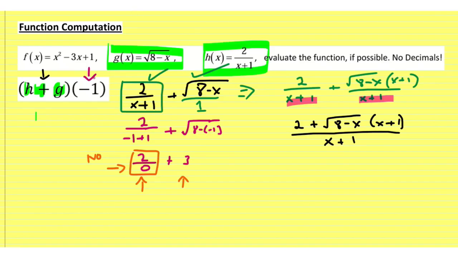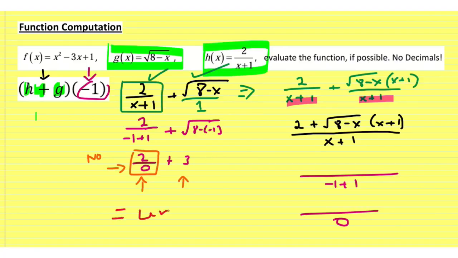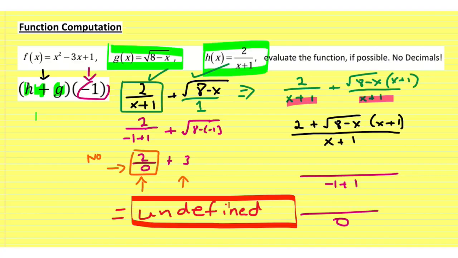And now if we plug in our negative 1, then my denominator is still going to end up with negative 1 plus 1, which gives me a denominator of 0. So the entire thing, no matter what I do, it is undefined. So the final answer here is undefined because there is a 0 in the denominator. And if there's a 0 in the denominator, that means that the universe has just exploded into smithereens and it no longer exists.